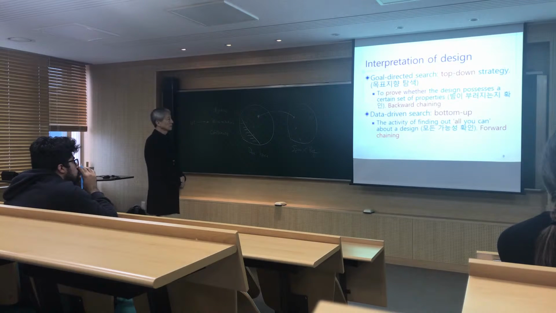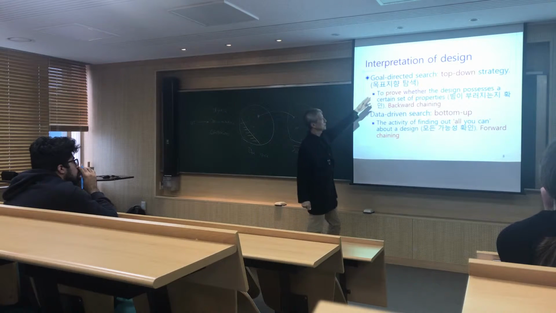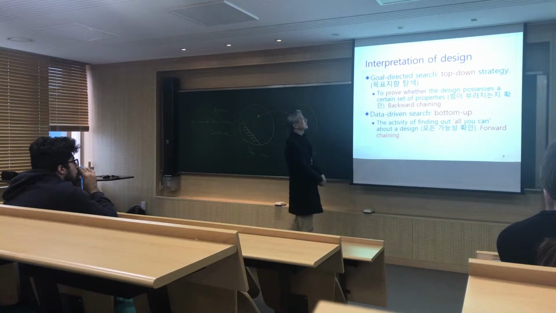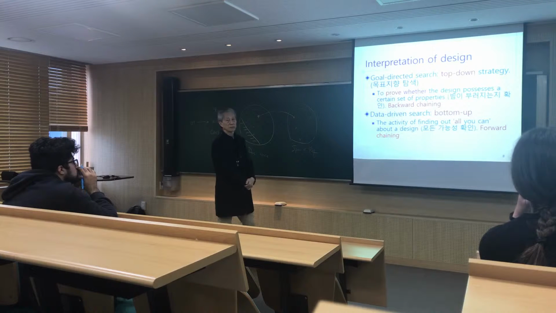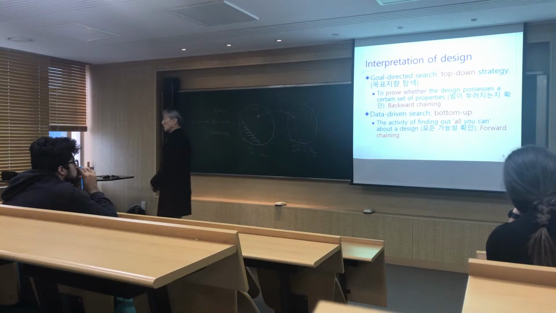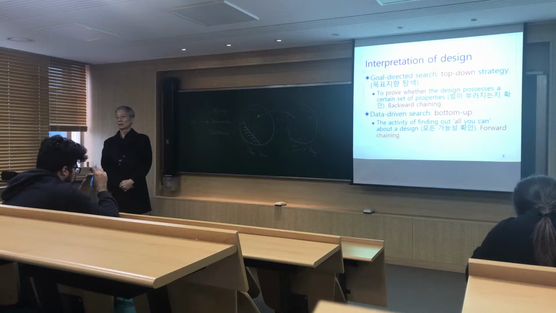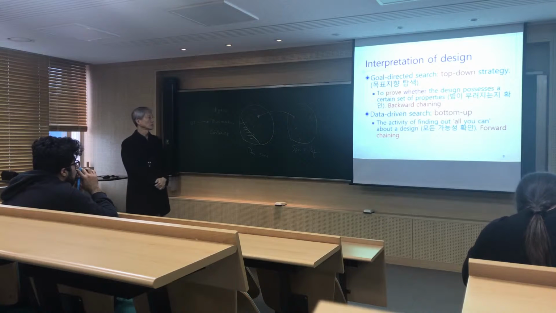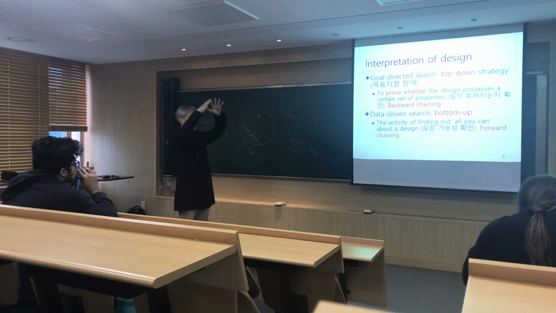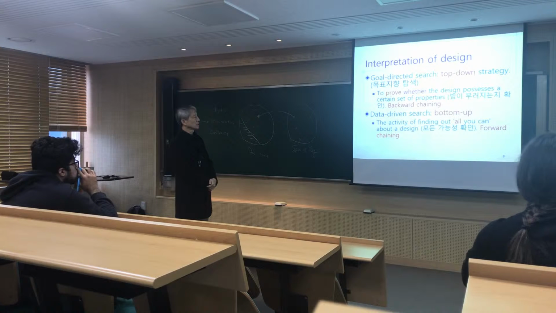Here, the book is talking about top-down strategy and bottom-up strategy. Right? So top-down strategy, they started from the goal. So we call this goal-directed search. You can remember the goal decomposition. We start from the goal, divide into smaller activities, sub-goals. So we start from the goal, top and down. And then, in other words, to prove whether the design possesses a certain set of properties.